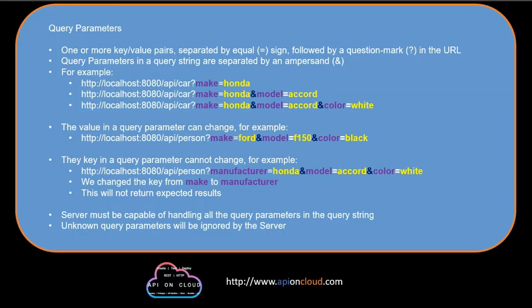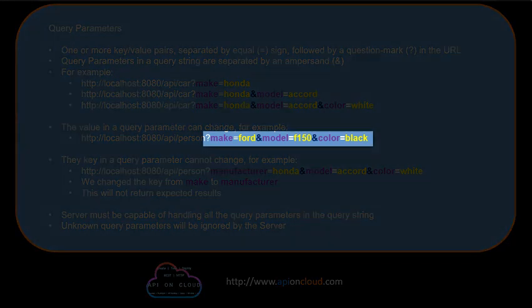The values of query parameters can change. In the fourth URL, you can see that the value of make, model, and color is different from the values we saw above.